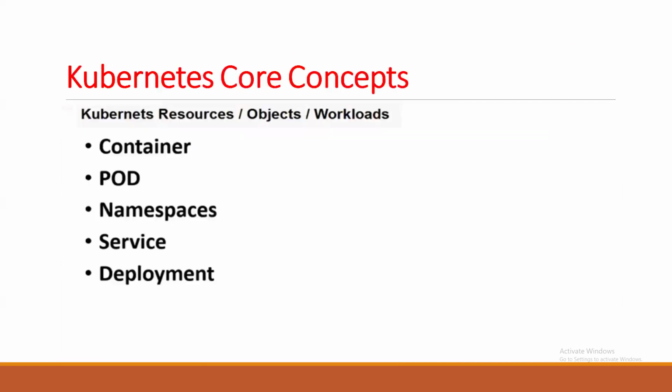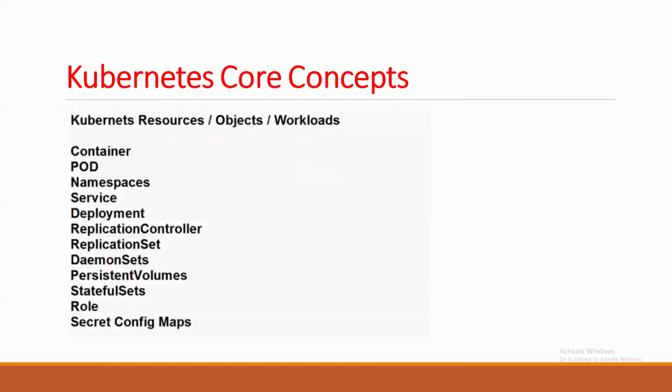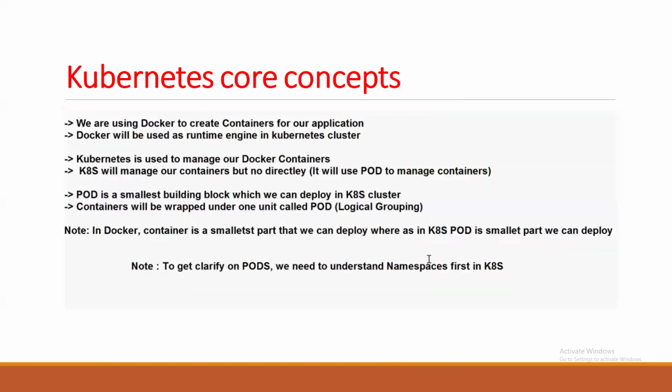Now, Kubernetes core components: container, pod, namespace, service, and deployments. We are using Docker to create containers for our application. Docker will be used as the runtime engine in the Kubernetes cluster. Kubernetes is used to manage our Docker containers. Kubernetes will manage our containers, but not directly. It will use a pod to manage the containers. A pod is the smallest building block which we can deploy in a Kubernetes cluster. Containers will be wrapped under one unit called a pod.